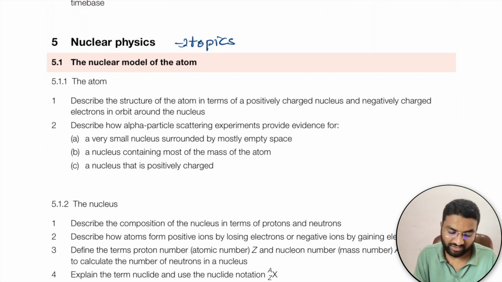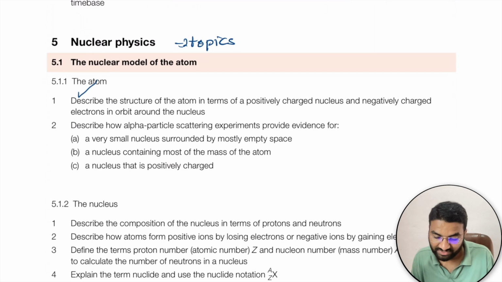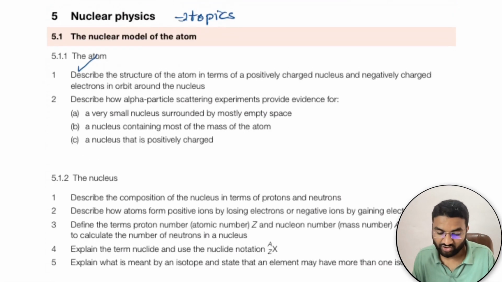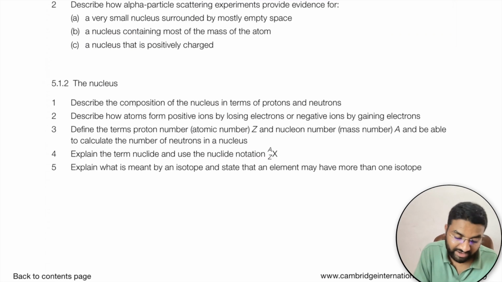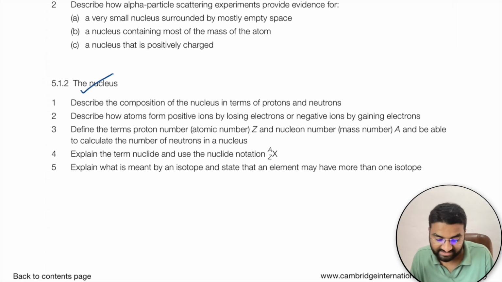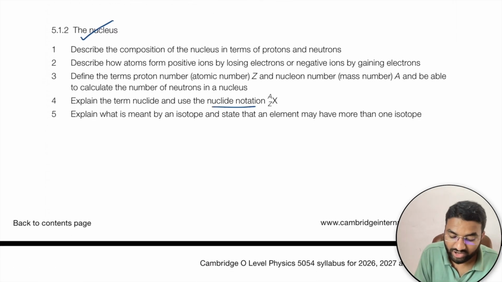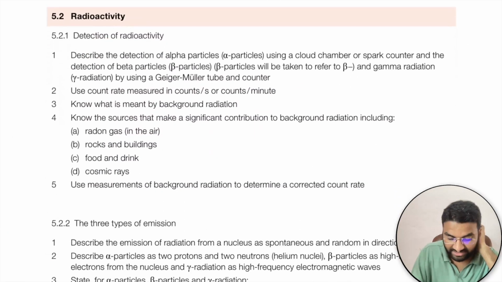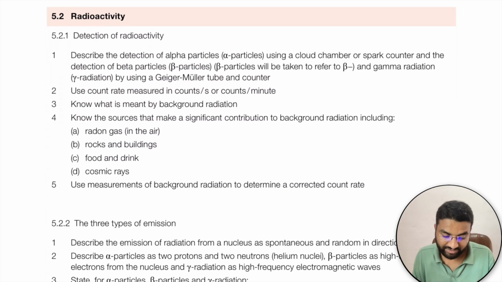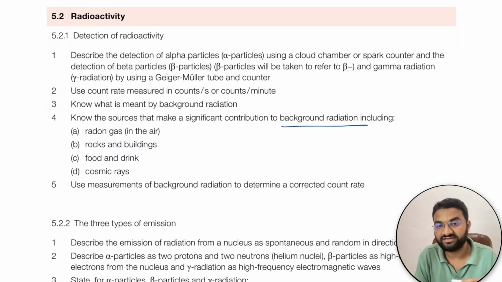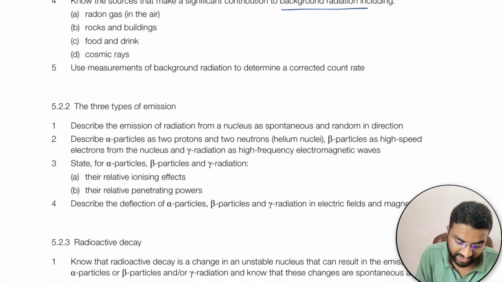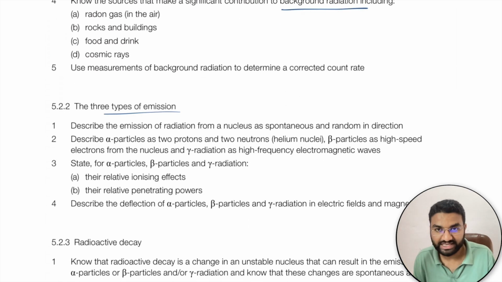In the nuclear model, firstly we have to understand the atom: atoms, electron, proton, neutrons. Then alpha, beta, gamma particles, then the nucleus. Here you have to understand nuclide notations as well. Then the next part is radioactivity, detection of radioactivity, alpha, beta, gamma particles. We also have to understand background radiation and how to measure it. Then we have three types of emission, alpha, beta, gamma radiation.